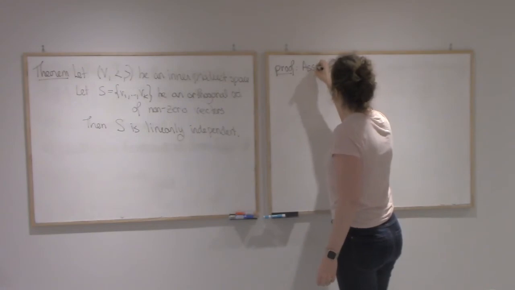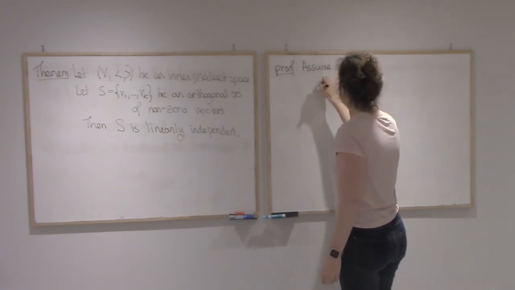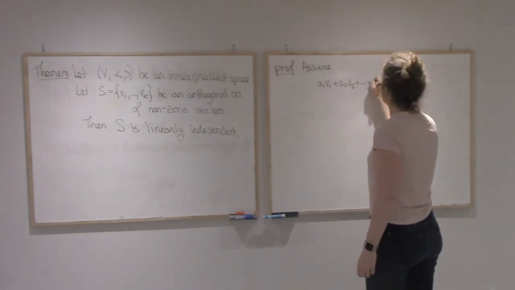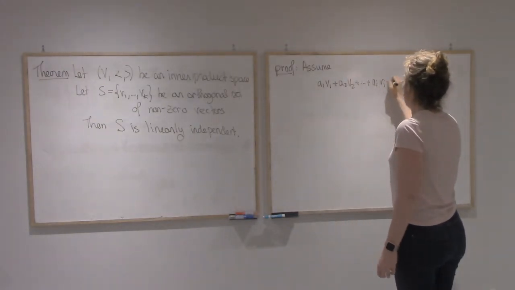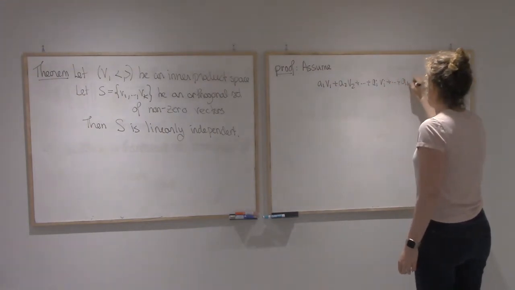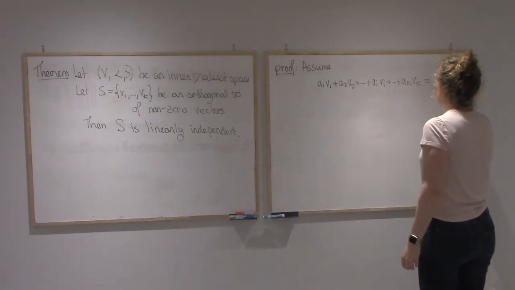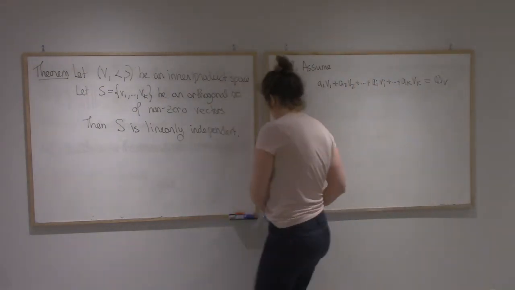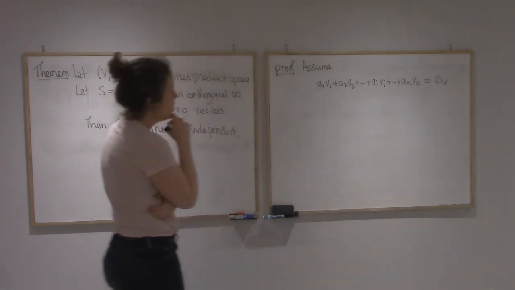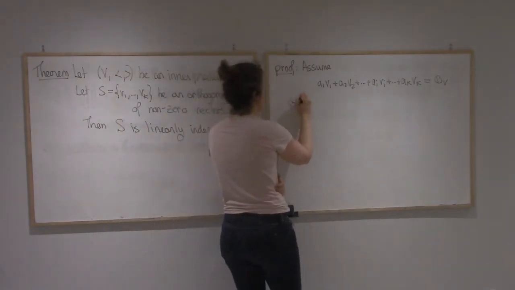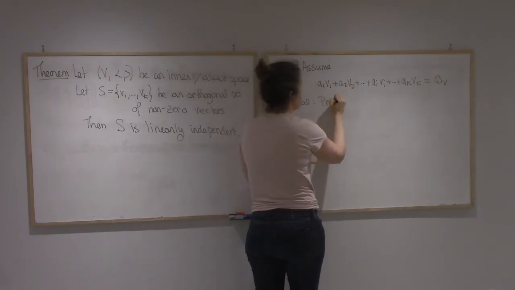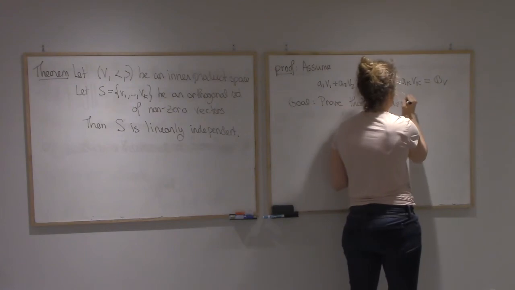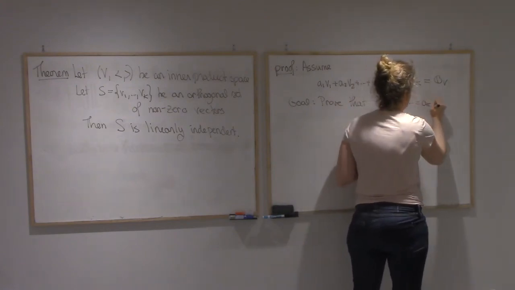So assume that A1 V1 plus A2 V2 plus Ai Vi plus Ak Vk equals the zero vector of V. Alright, so our goal, we want to prove that A1 equals A2 equals Ak equals 0.